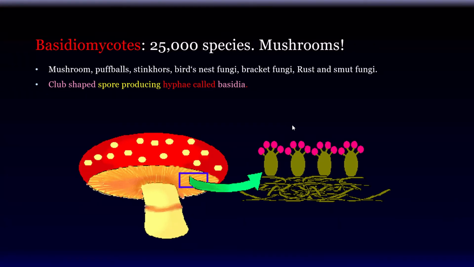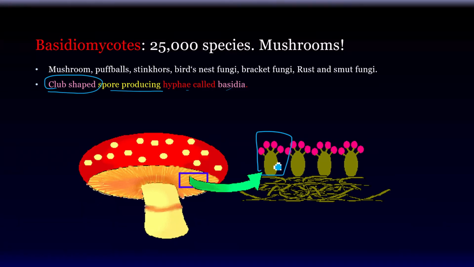So anyway, they have club-shaped spore-producing hyphae called Basidia. So they're called club fungi. Their spore-producing factory looks like this, and it has 4 spores at the tip. And this is called the Basidia.